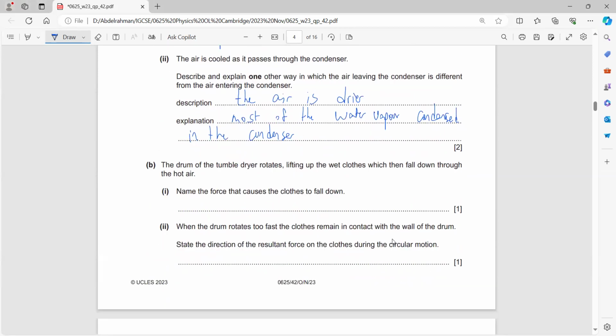The drum in the tumble dryer rotates, lifting up the wet clothes, which then fall down. Name the force that causes the clothes to fall down. When they are lifted and then they fall down, what is the force that causes them to fall down?